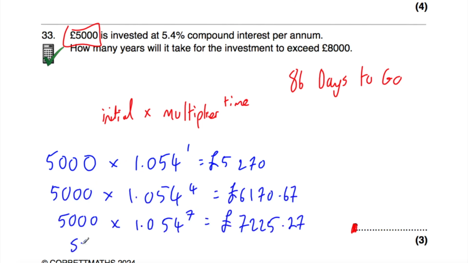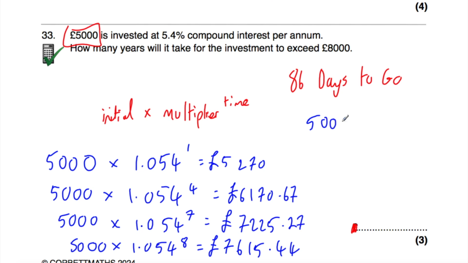Let's try 8 years. So 5,000 multiplied by 1.054 to the power of 8 and see what we get. So if we change the power now to 8, that's equal to 7,615.44 to the nearest penny. Okay, we're going to need more years. Let's try 9 years. So 5,000 multiplied by 1.054 to the power of 9. And let's see what we get.